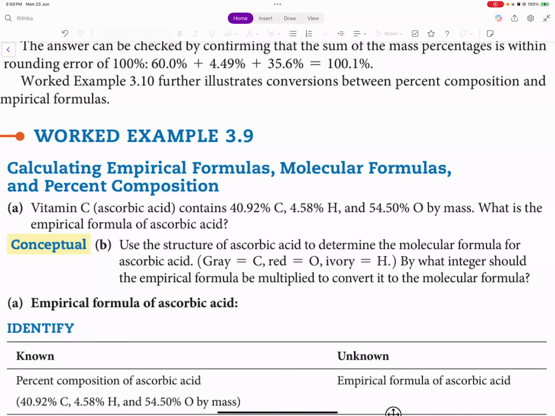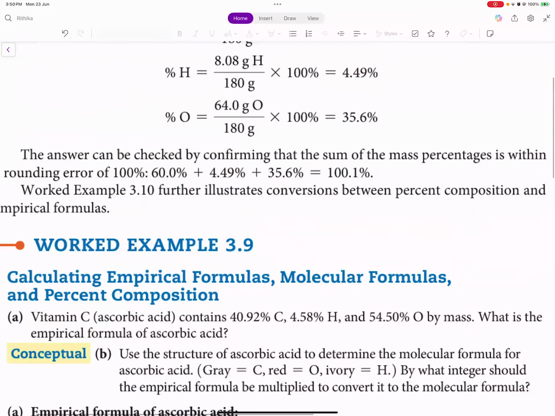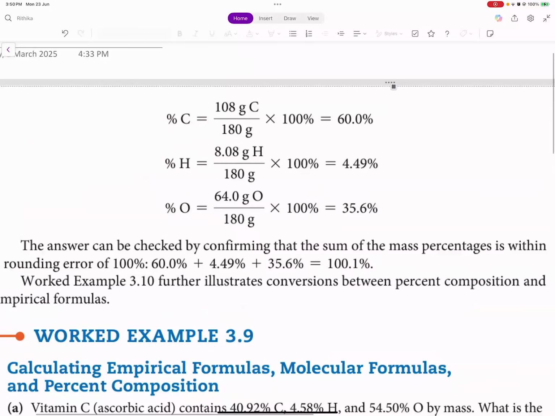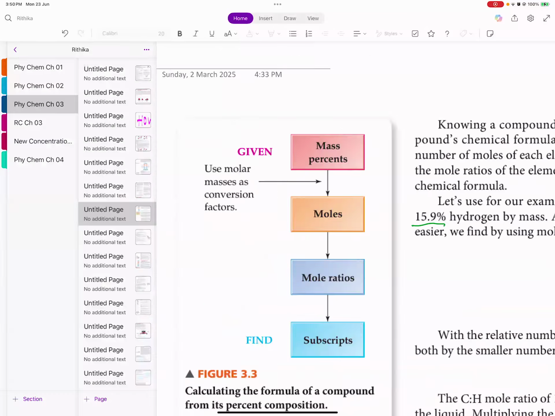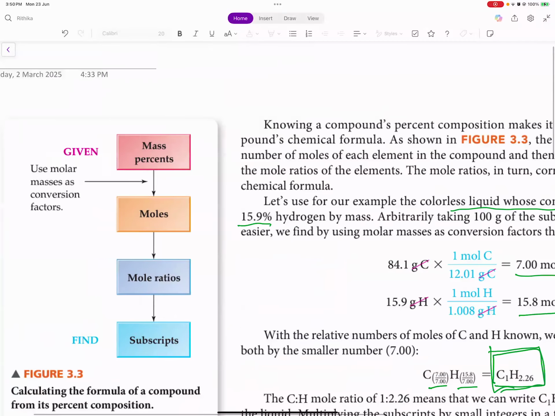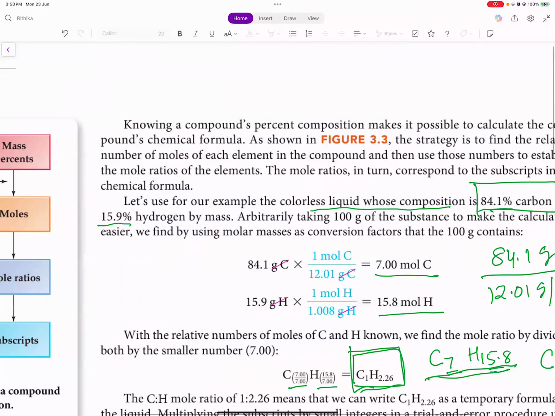Sir, so I got the number of moles, right? After that, what should I do? Open these notes on the alternate window if you can, so that you can go back and forth. See, you can see the method. What do we do after moles?